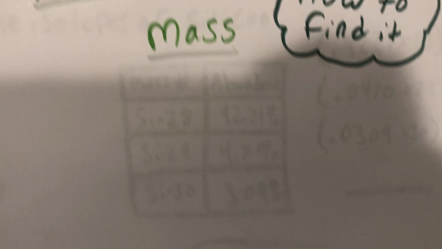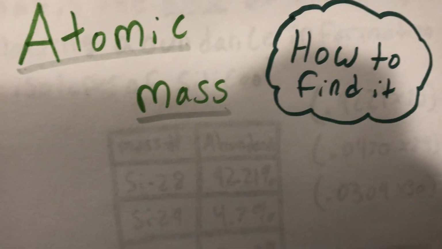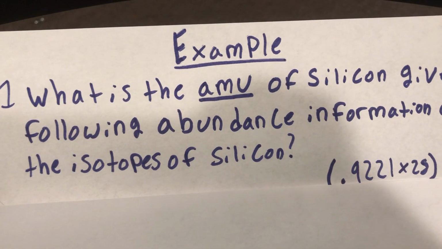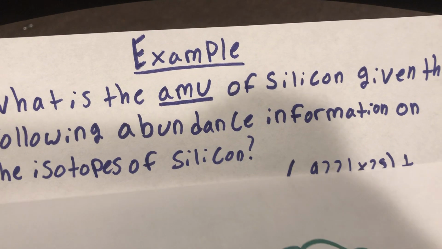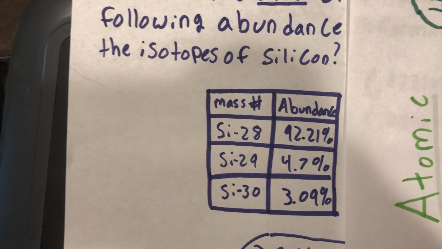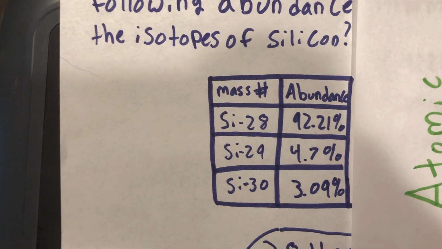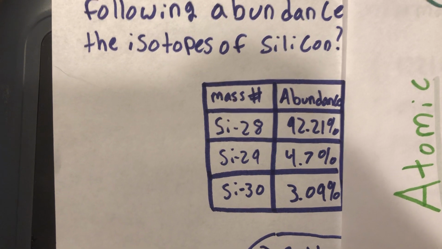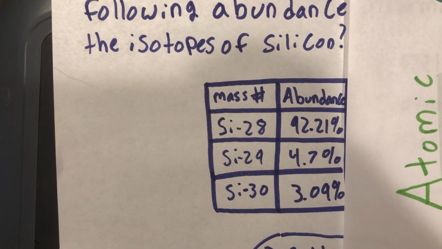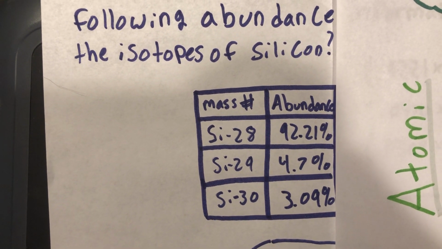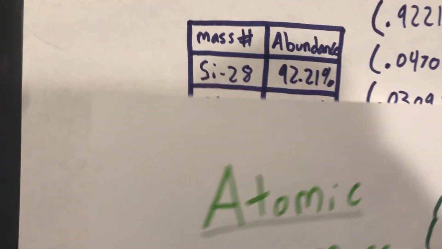Moving on, let's get into atomic mass and how do we find it? Here we go. What is the AMU, or atomic mass, of silicon, given the following abundance information on the isotopes of silicon? Here's our atomic mass table. We are given silicon-28 with an abundance of 92.21%, silicon-29, which has an abundance of 4.7%, and finally, silicon-30, with an abundance of 3.09%. So we're going to plug it into our formula.